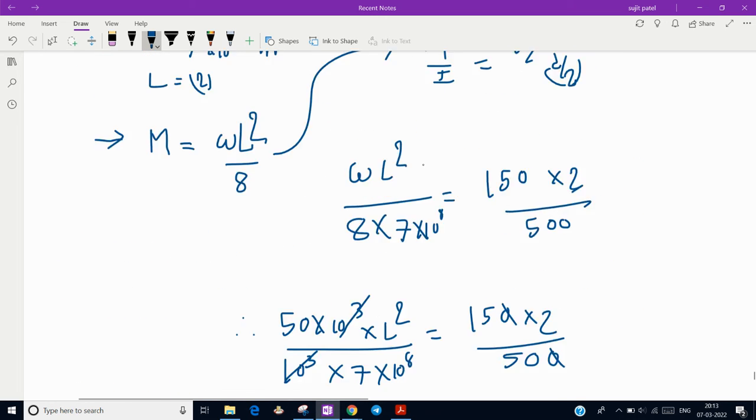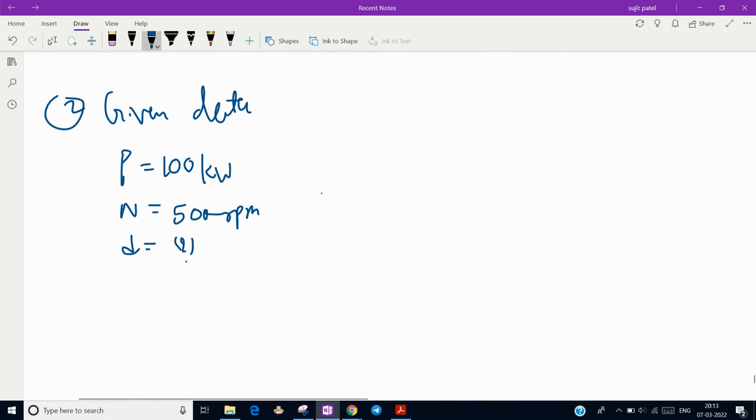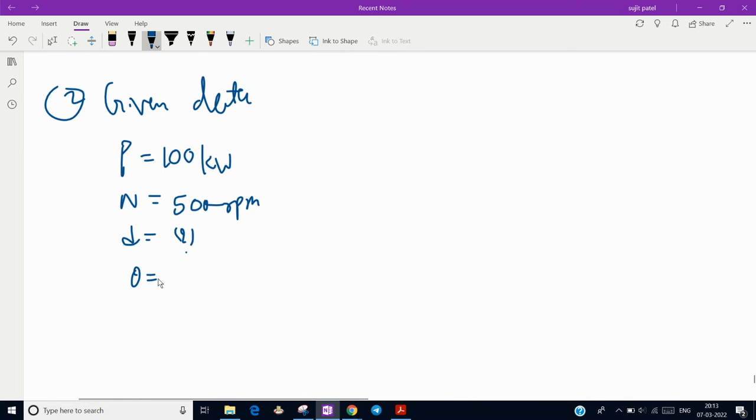In the question, we have to find the diameter of the shaft if the angle of twist in the shaft is not to exceed 1 degree in 2 meter length. So the angle of twist theta is 1 degree, that is pi by 180 radian, and length is 2 meter, that is 2000 mm. We are simply writing it.